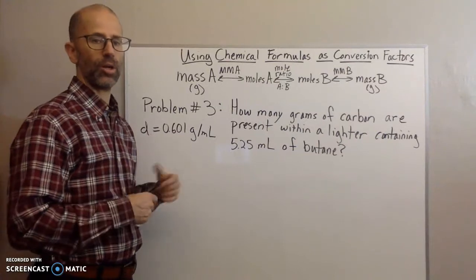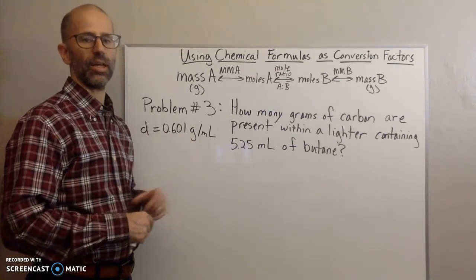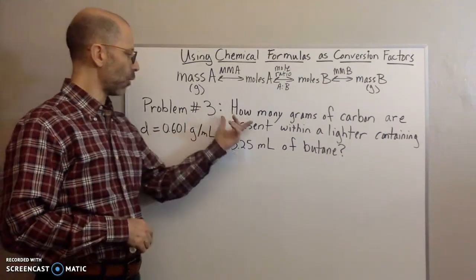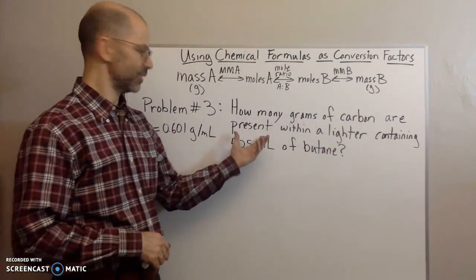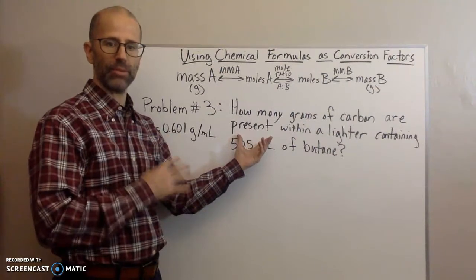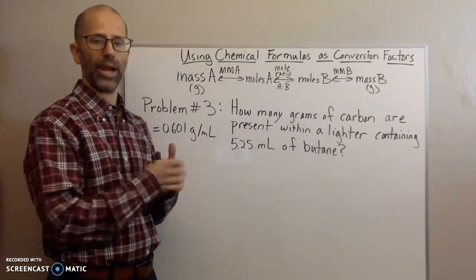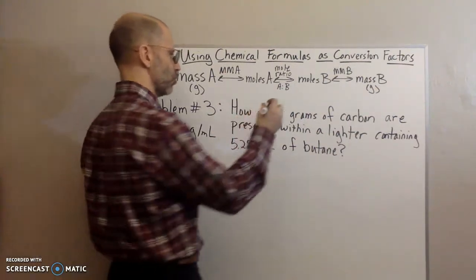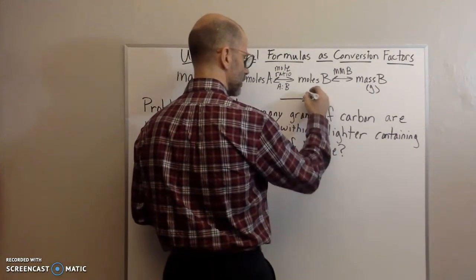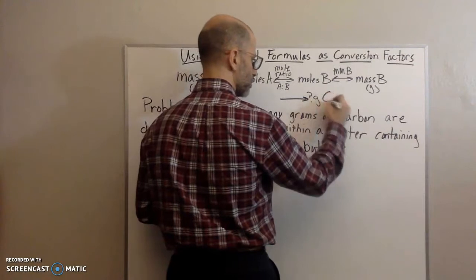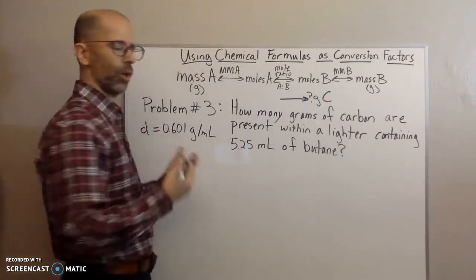The first part of the question is the ending of the problem. So how many grams of carbon are present? Stop there. So we want to find grams of carbon. If I draw my arrow, we are going to want to get to a certain number of grams of carbon. But where are we going to start?